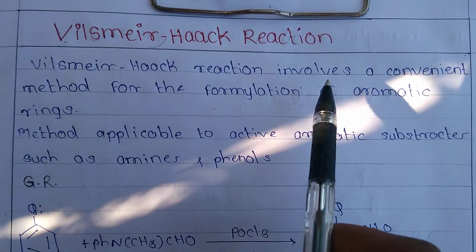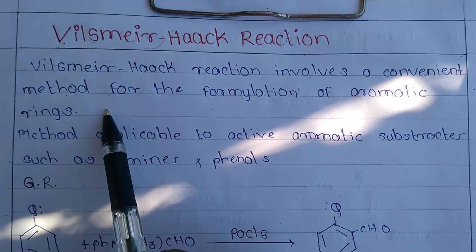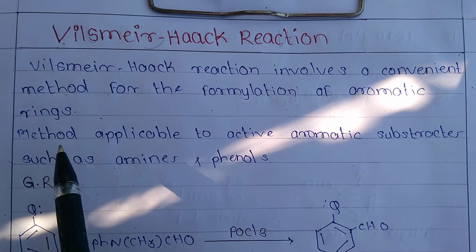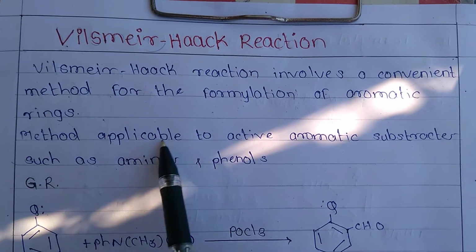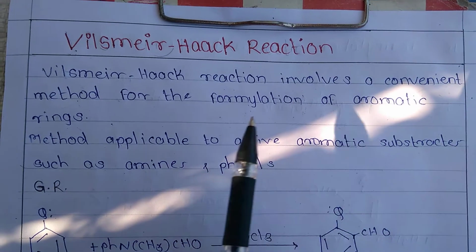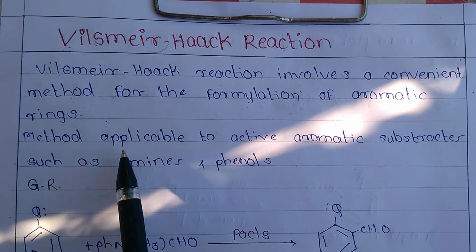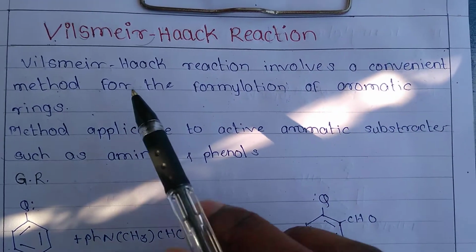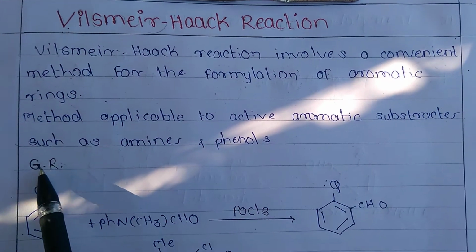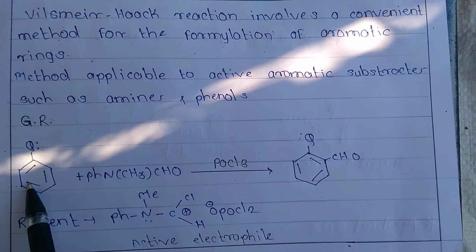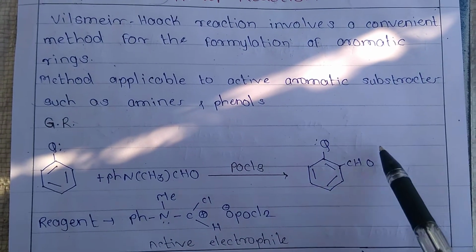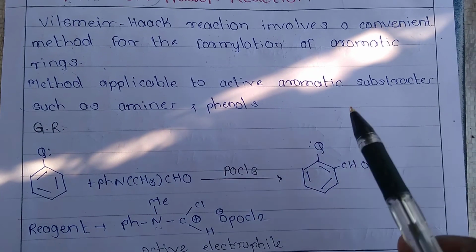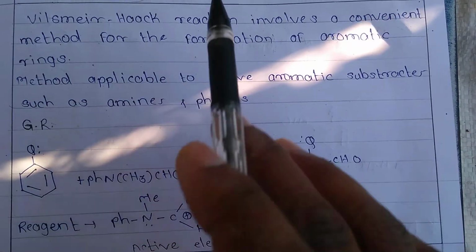Vilsmeier-Haack reaction involves a convenient method for the formylation of aromatic rings. The method is applicable to active aromatic substrates such as amines and phenols. So in this reaction, formylation of the aromatic ring takes place. This is our aromatic ring, and here is a formyl group, that means C double bond O H. So the formylation of that aromatic ring takes place in the Vilsmeier-Haack reaction.